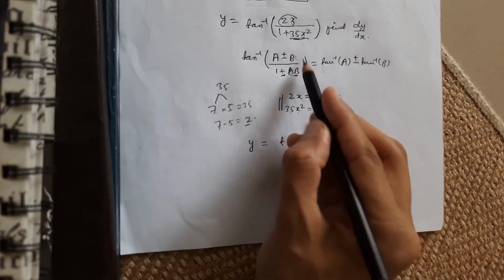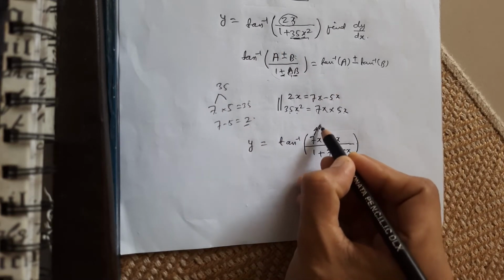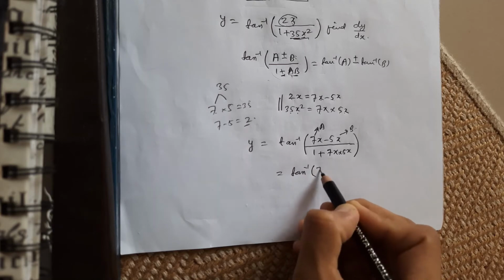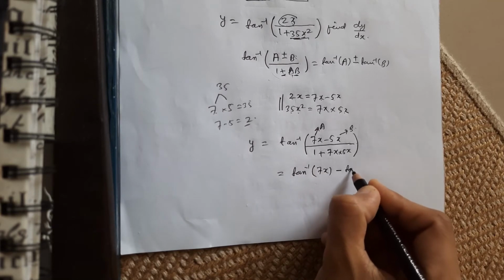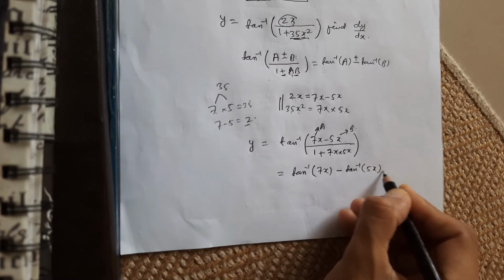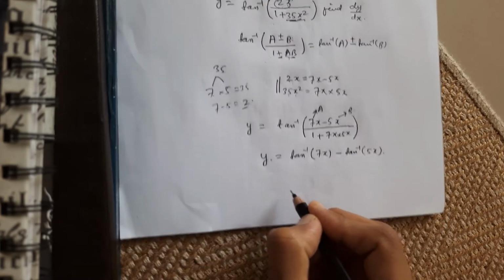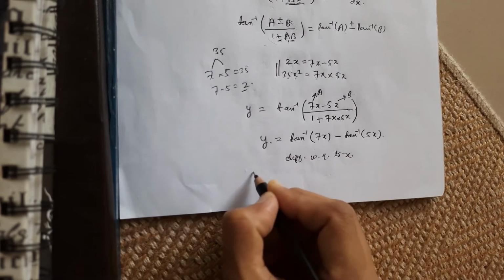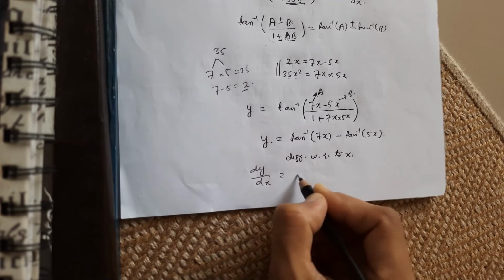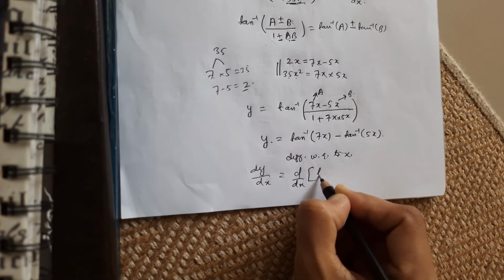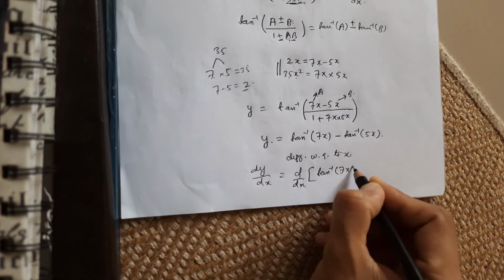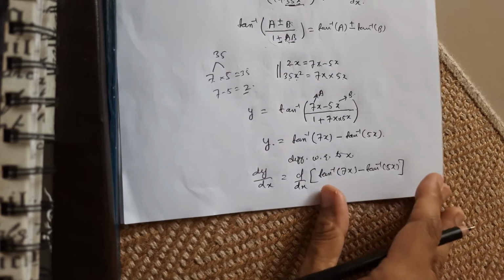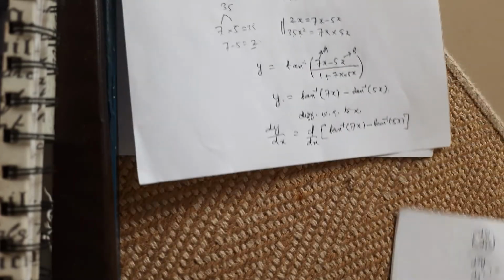Alright, now I will use this formula here. My a is 7x and my b is 5x. So I can write this as tan inverse of 7x minus tan inverse of 5x. This is simply my y. Now differentiate with respect to x. So I will get dy by dx equal to d dx of tan inverse of 7x minus tan inverse of 5x.